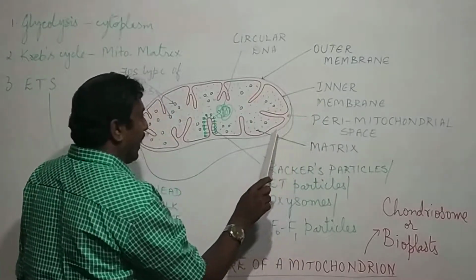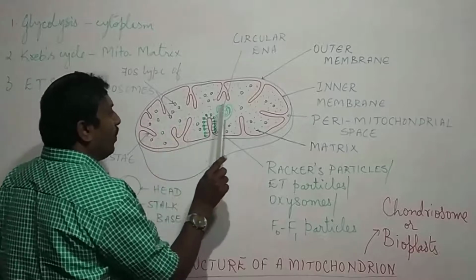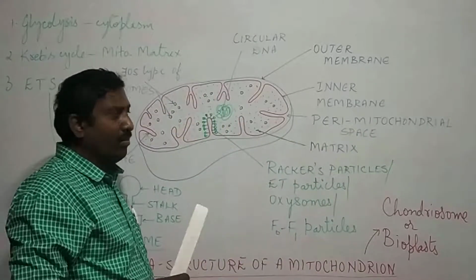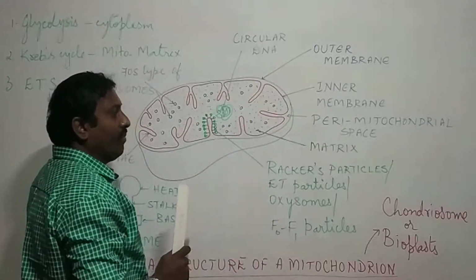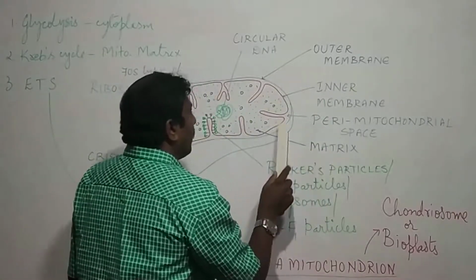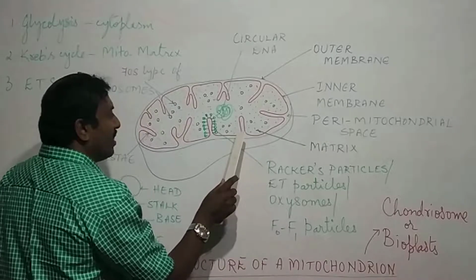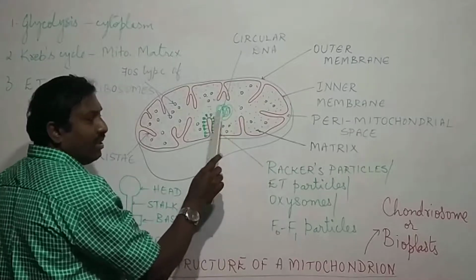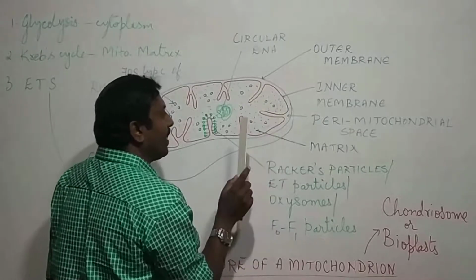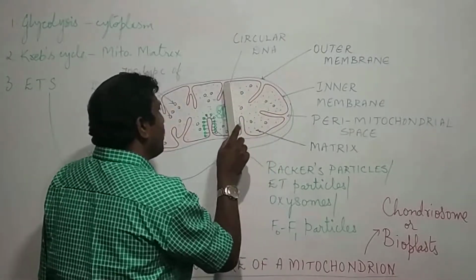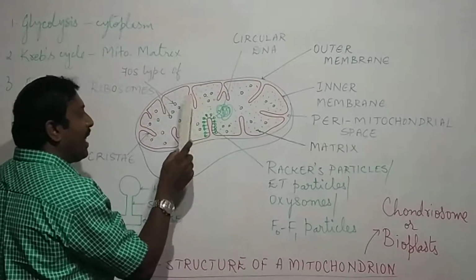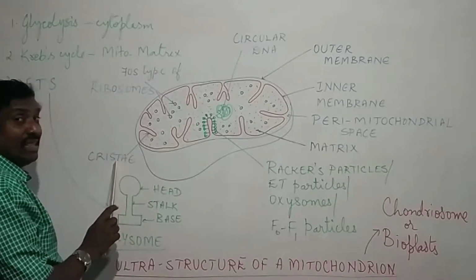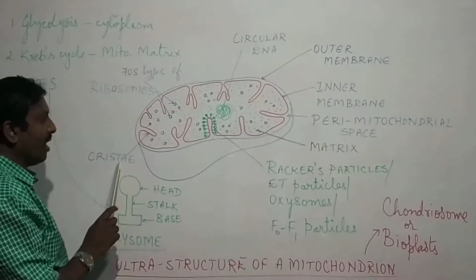In between, the space is filled with a fluid and it is called perimitochondrial space because it is present in the surrounding. Then the inner membrane is not continuous and it is folded and thrown into the inner part of the mitochondria in the form of many finger-like projections. Either it may be branched or like this. You can find these are called cristae, singular crista.